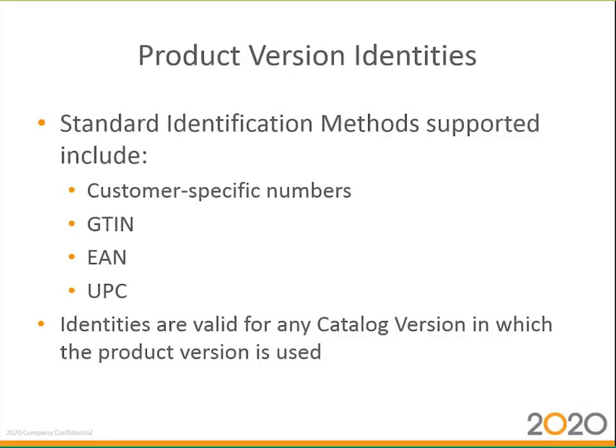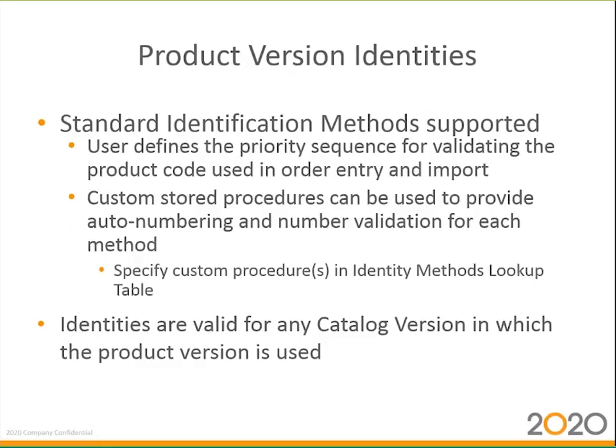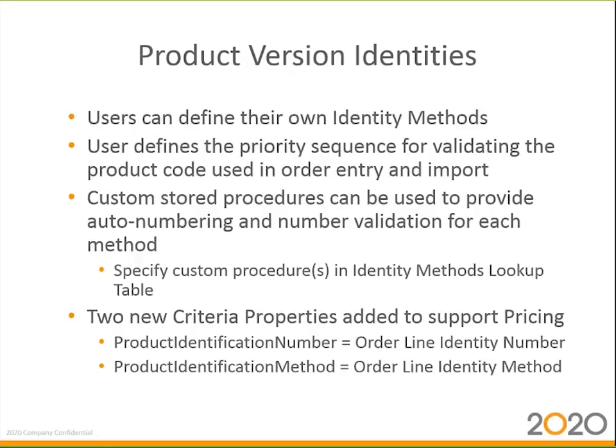And I've covered all of this. I'm just putting them in the recording here. And again, as I mentioned, there are two new system criteria properties: product identification number and product identification method. The method's important because, in theory, I could have the same number for two different customers, for example, with different configurations, which would be important to understand.